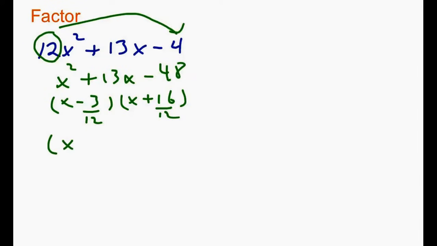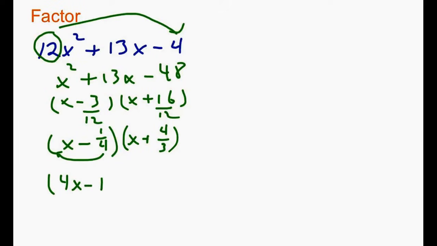I simplify the fractions. 3 over 12 can be reduced to 1/4. 16 over 12 can be reduced to 4/3. All right, now I get to slide again. I take the denominator and it goes in front of the x now. So 4x minus 1, the numerator 1 stays.